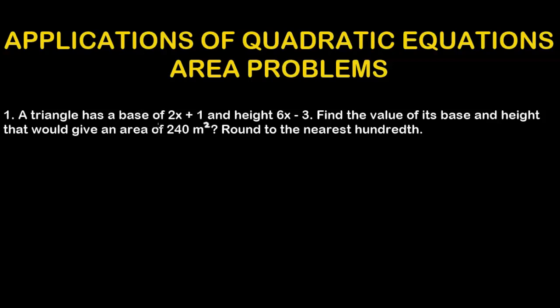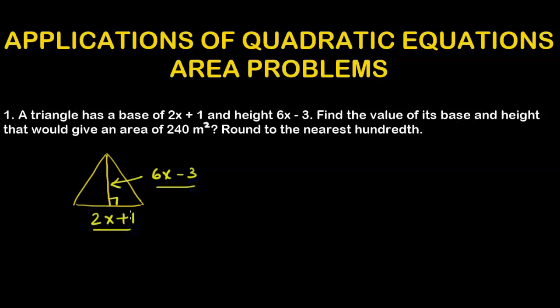Because we are given the base of a triangle, let's say this is how the triangle looks. The base of the triangle we are given is 2x plus 1, and the height, which always means perpendicular height, is given to us as 6x minus 3. We are supposed to find the value of its base. So the base and the height are given to us in the form of variables. In order to find the value of its base and height, we need to find the x value.